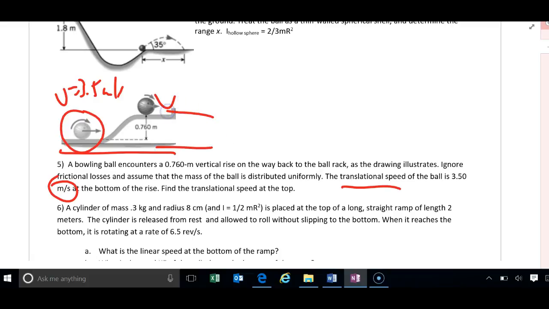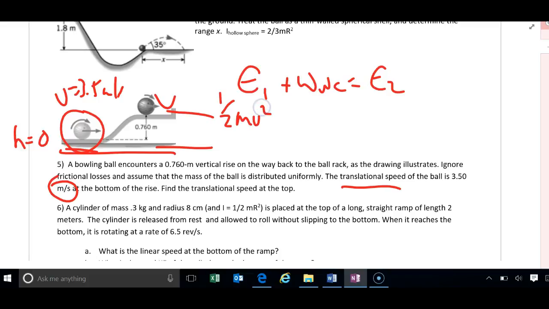Again, interchanges of heights, a great strategy is to try using energy. So energy at the beginning plus work non-conservative equals energy at the end. Well, I have to say height equals 0 is at the bottom. Right? So at the bottom, it doesn't have any potential energy. It has linear motion, so it has kinetic energy. It has rotational motion because it's rotating.